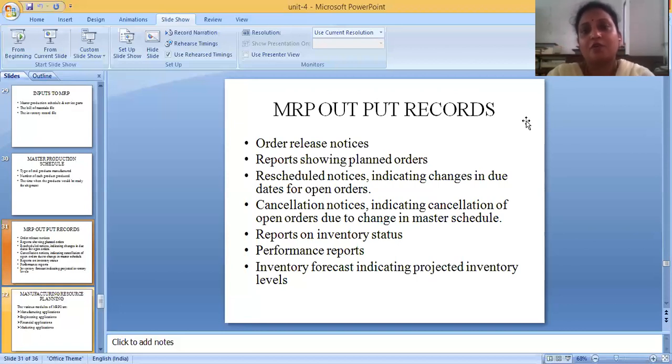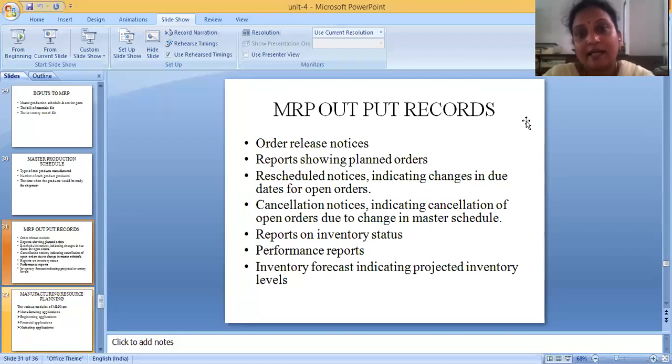Next one is reports showing the planned orders. It means what are the future projects that we are going to get. Based on that, we'll decide what are the future orders that we are going to place. So not just the past and present orders, we should have a plan about what are the orders that we are going to place in the future.